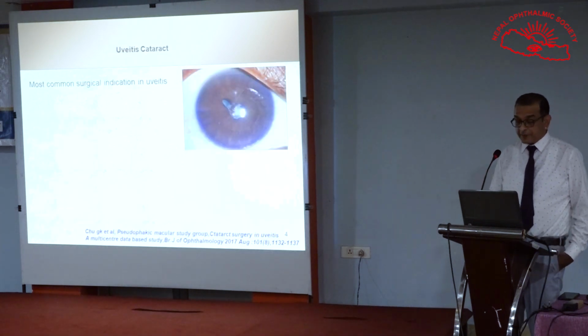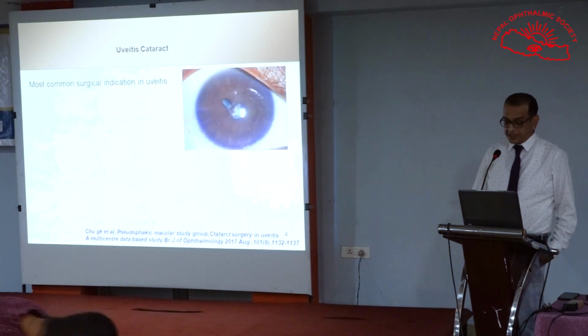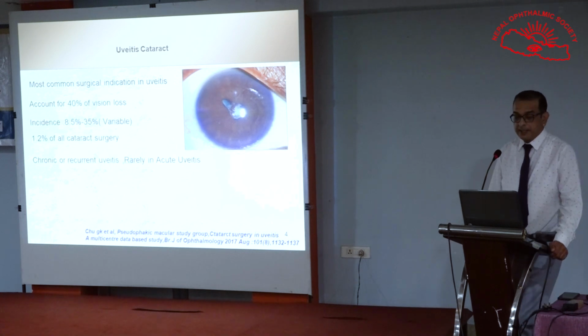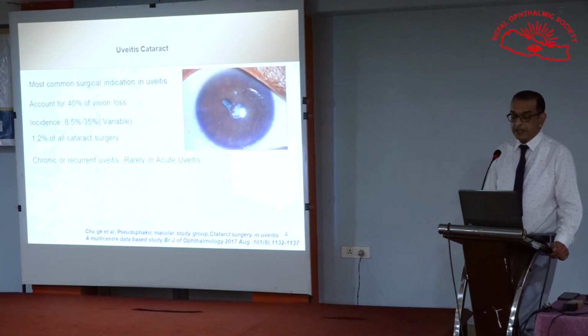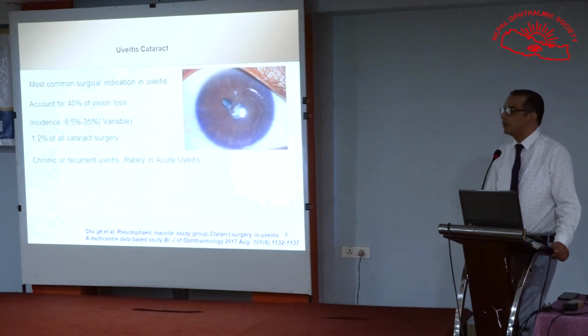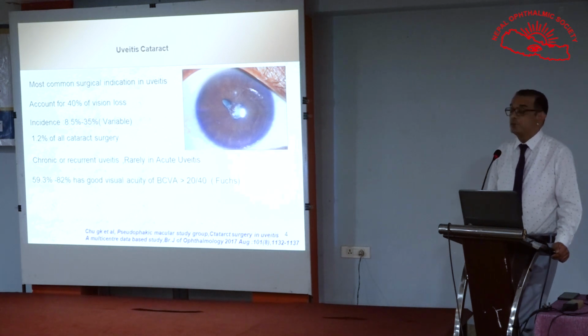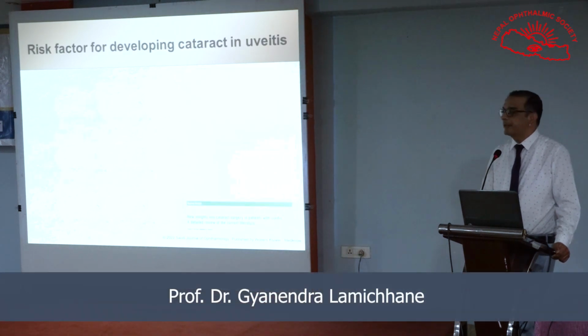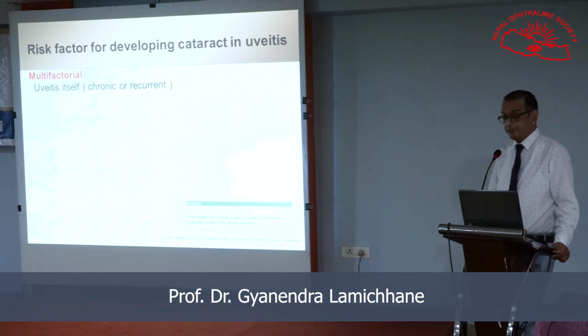Uveitic cataract is the most common surgical indication in uveitis and accounts for 40% of the vision loss. Incidence is quite variable, about 1.2% of all cataract surgery, and it is definitely more common in chronic uveitis than acute uveitis. The good news is that almost 82% have good visual acuity, especially in diffuse uveitis. The risk factors for developing cataract in uveitis are usually multifactorial.